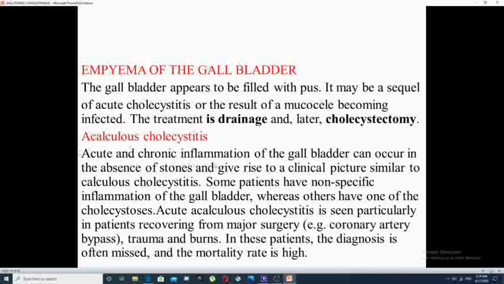Acute and chronic inflammation of the gallbladder can occur in the absence of gallstones and give rise to a clinical picture similar to calculous cholecystitis. Some patients have non-specific inflammation of the gallbladder. Others have cholesterosis or cholecystosis. Acute acalculous cholecystitis is particularly seen in patients recovering from major surgery, coronary artery bypass, trauma, or burns. In these patients, the diagnosis is often missed and the mortality rate is high.